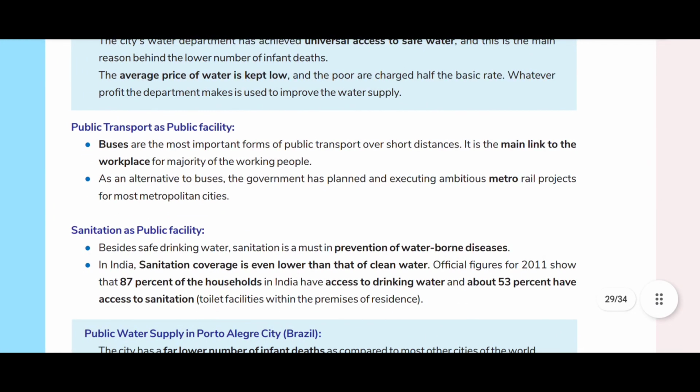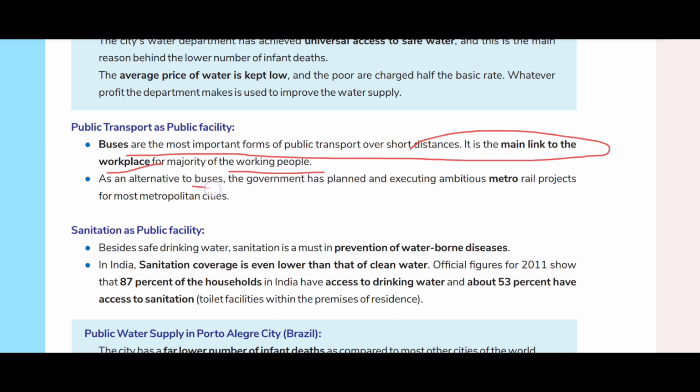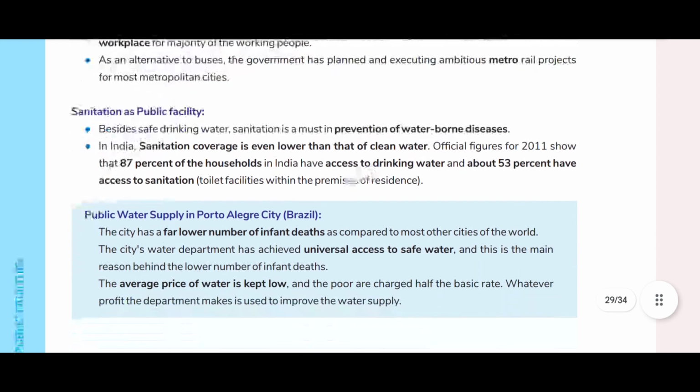Public transport as a public facility. Buses are the most important form of public transport over short distances. It is the main link to the workplace for the majority of working people. As an alternative to buses, the government has planned and is executing ambitious metro rail projects for most metropolitan cities.